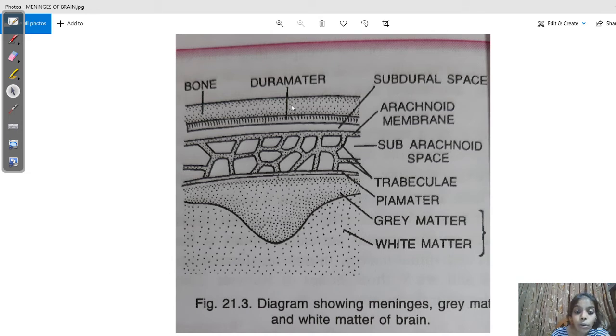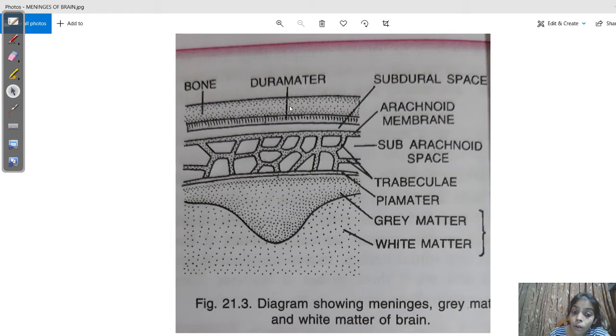The outermost one is dura mater. See the cursor? Below dura mater, there is the arachnoid, which is another membrane. Below the arachnoid, there is pia mater. Why such a name, dura mater? Because it's durable, long lasting. Why is it long lasting? Because it is made up of fibrous connective tissues, like collagen fibers.